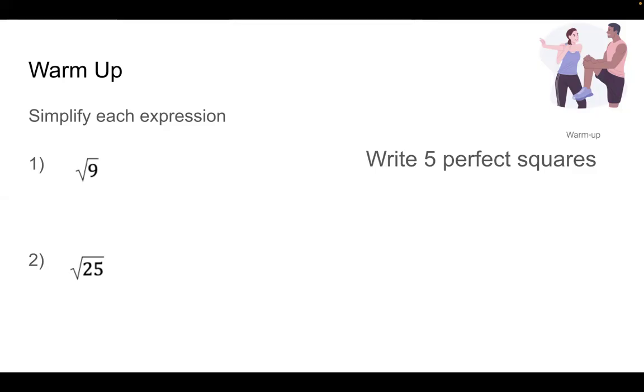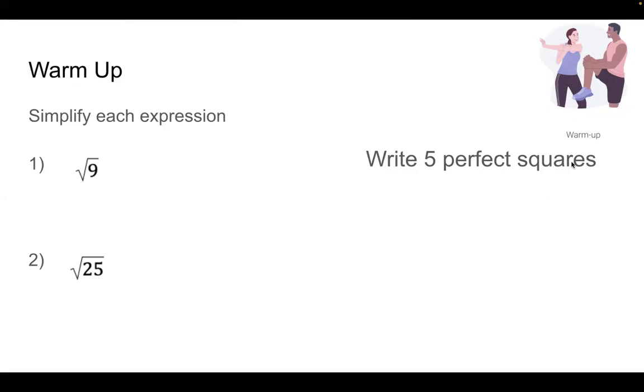Once we gave the class some time, we would ask some students for some answers. We would want the answer for number 1 to be 3. For number 2, the answer would be 5. And for the 5 perfect squares, we would want to hear anywhere from 1, 4, 9, 16, up to 100. We can keep going up.